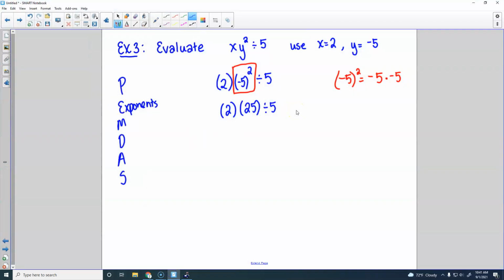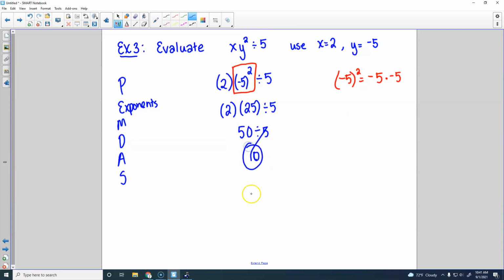All right, so next, what do we have to do? We're going to multiply. 2 times 25 is 50. Divide it by 5. We get 10.